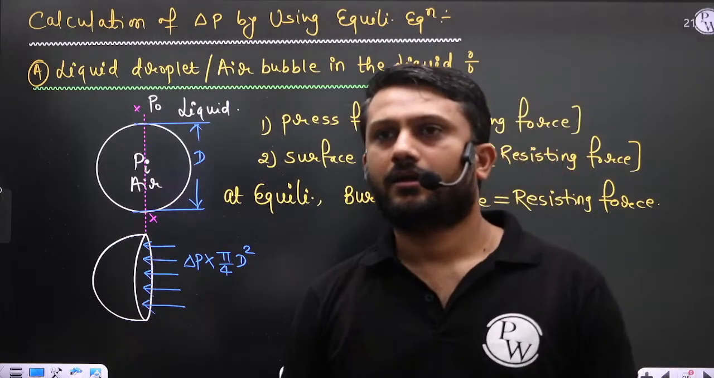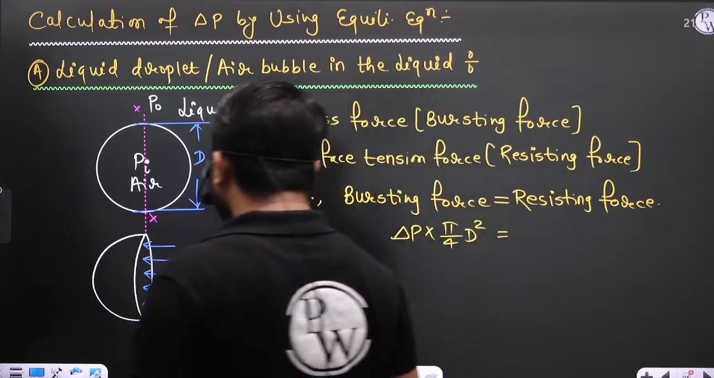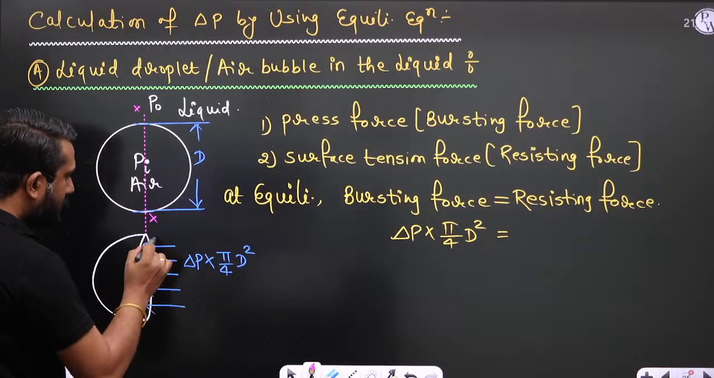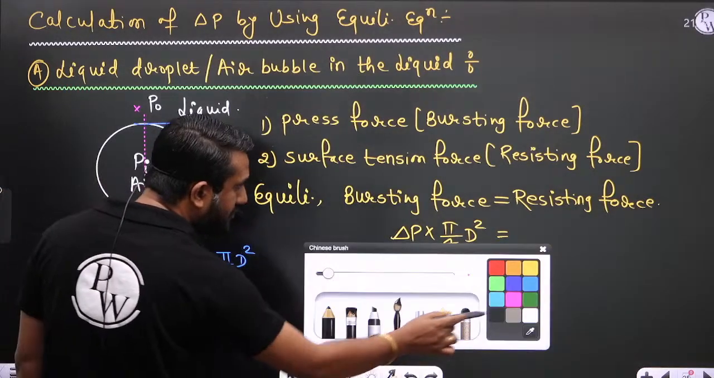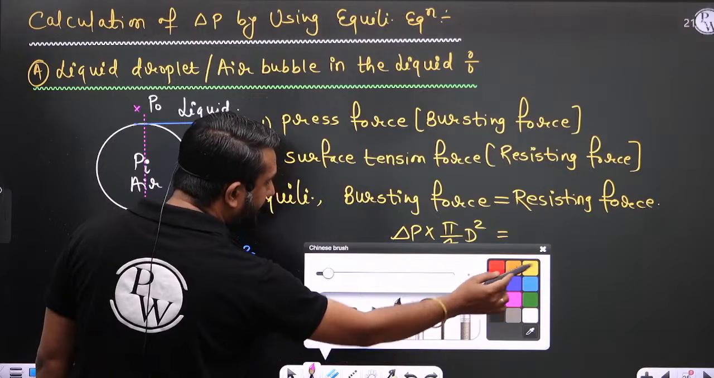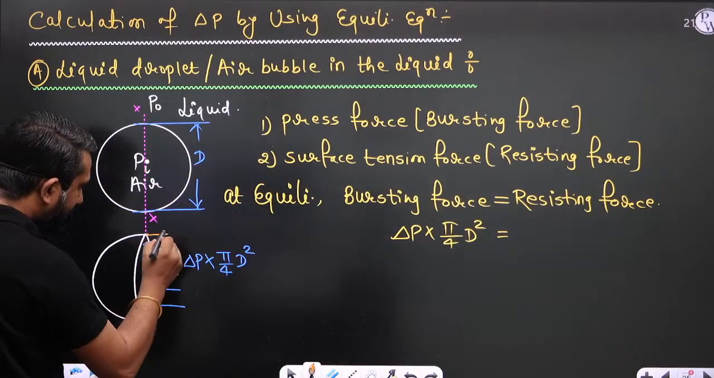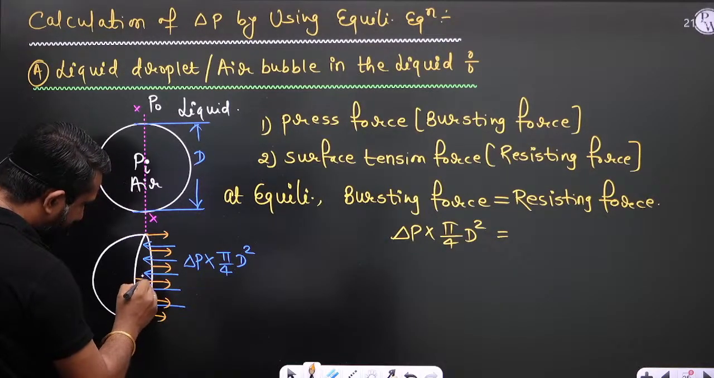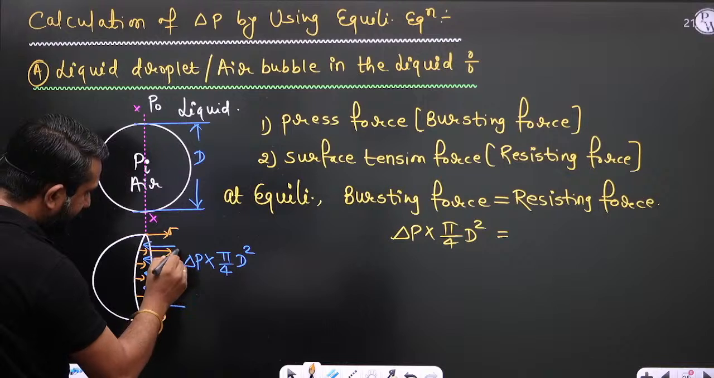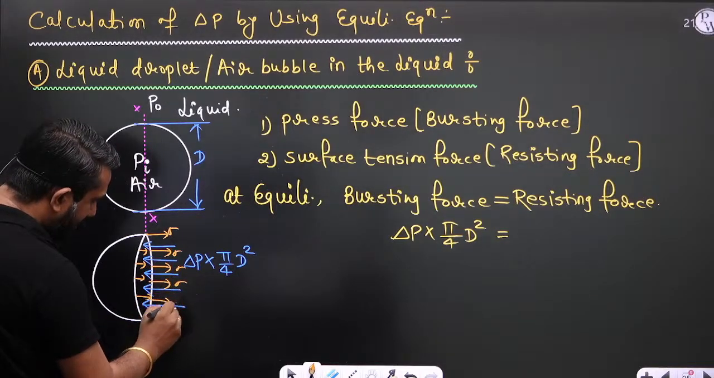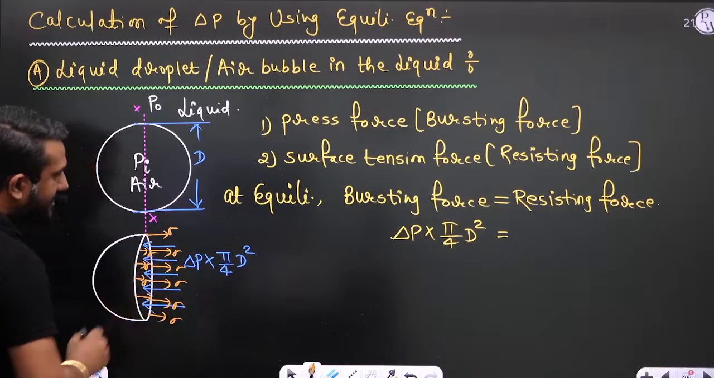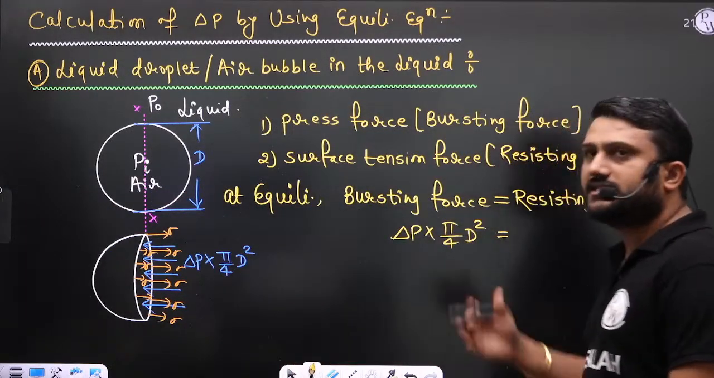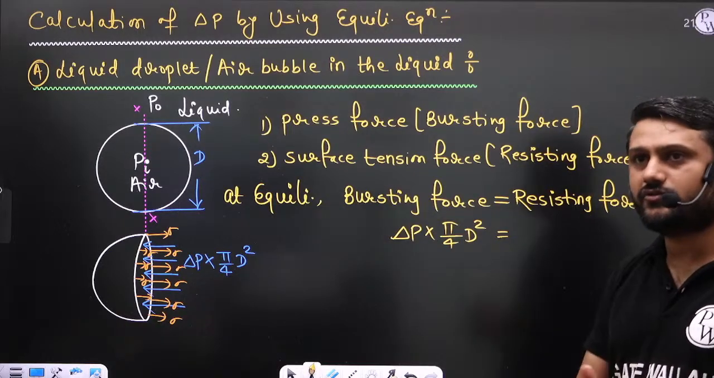Now, what is the resisting force? Beta, the resisting force is acting opposite to this force. Resisting force is due to surface tension. So surface tension acts at the interface like this. This is the surface tension, sigma. We want to know the surface tension force. Surface tension force is a resisting force.